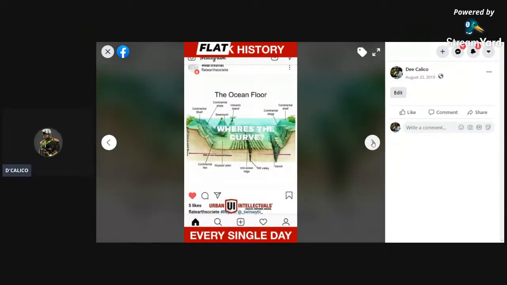The ocean floor. I wonder why the ocean floor is flat. I don't get it. Earth is round, it should be a bulge. It should be bulging, if you think clearly.